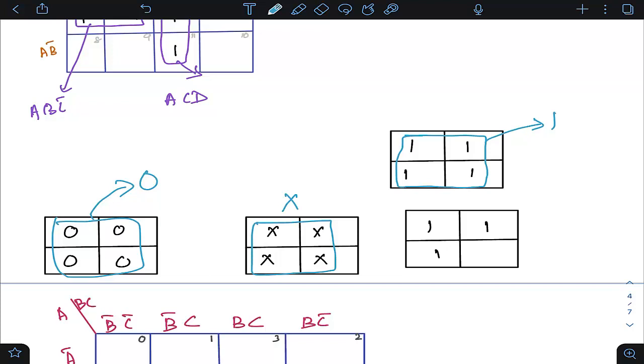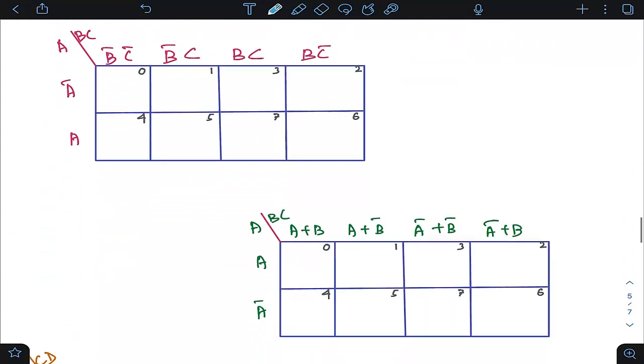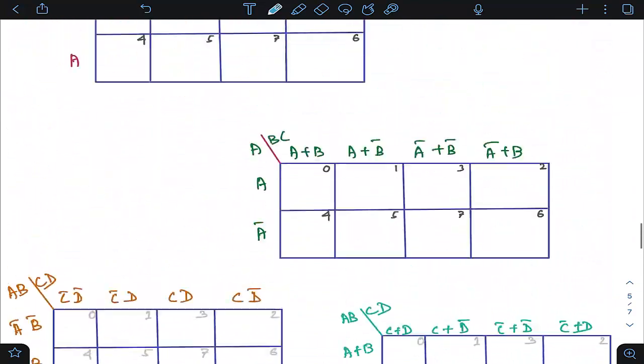So remember, students, the pattern is in the K map, if all the entries are a single quantity, if it is 1, the answer will be 1. If it is 0, the answer will be 0. If it is don't care, the answer will be don't care. And it's a two variable map. So here you can have a grouping like this. Here you can have a grouping like this. You can get the answer of this. So this is what it is all about, your K map, students.